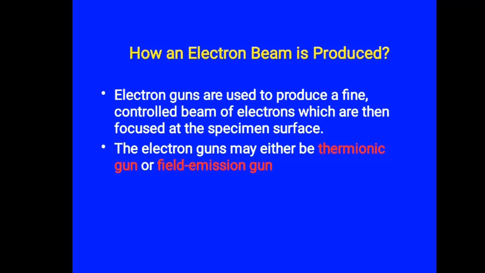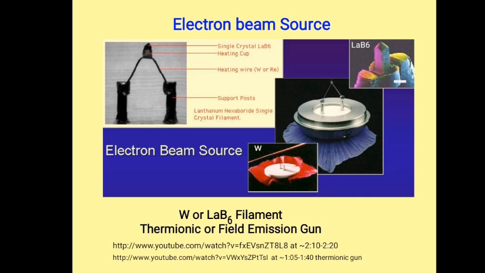So next, how the electron beam is produced. The electron guns are used to produce a fine controlled beam of electrons which are then focused at the specimen surface. The electron guns may either be thermionic guns or field emission guns. Now, electron beam sources. These are the various sources as discussed, that are tungsten filament, solid state crystals, and field emission guns.